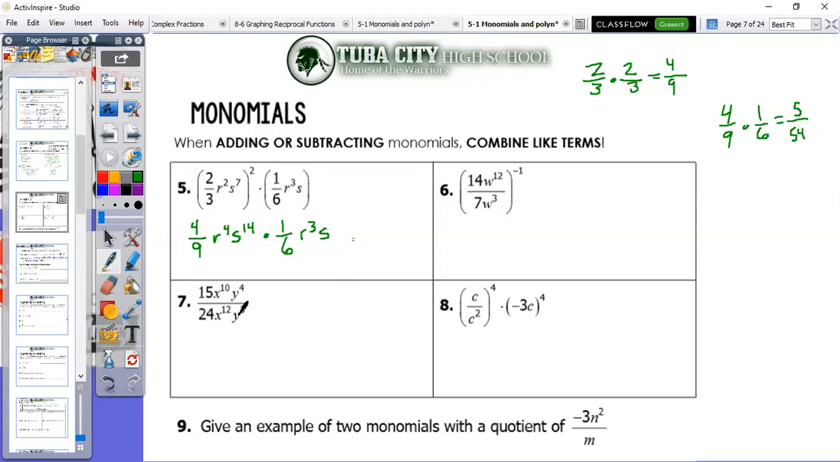Now, oh wait, hold on. 4 times 1 is 5. What am I? I must be going crazy. 4 times 1 is supposed to be 4. Okay, so in this case here, I have 4/54.